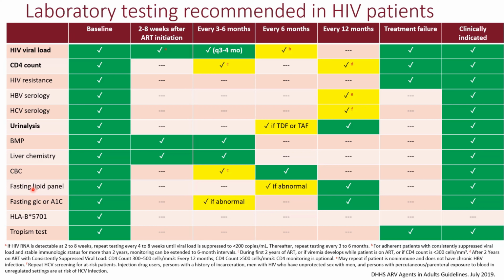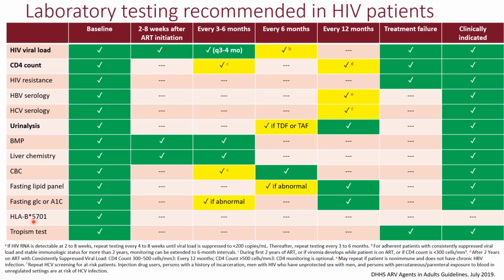For the fasting lipid panel and glucose and A1C, you only need it annually, so at baseline, and then every 12 months, unless they were abnormal at baseline. So if someone's lipid panel was abnormal, you should do it twice a year. And the same with A1C. If A1C or glucose was abnormal, you should do it every 3 months.